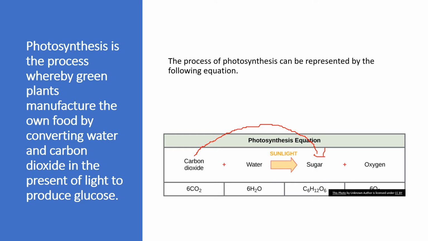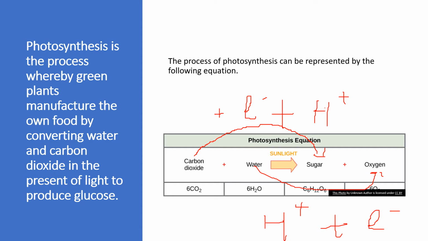Reduction means there will be a gain of an electron plus a hydrogen ion. That's the meaning of reduction. And oxidation means there will be a loss of a hydrogen ion plus an electron. There will be a loss to form what? To form oxygen as a byproduct.